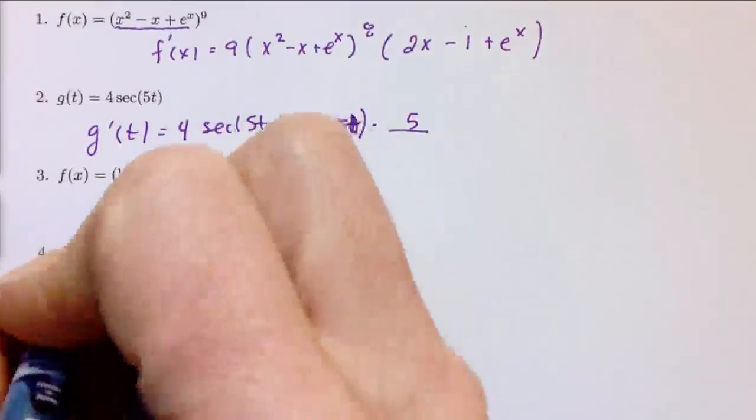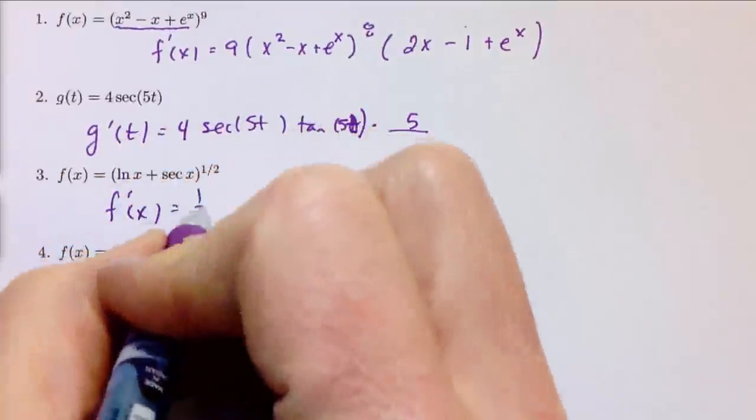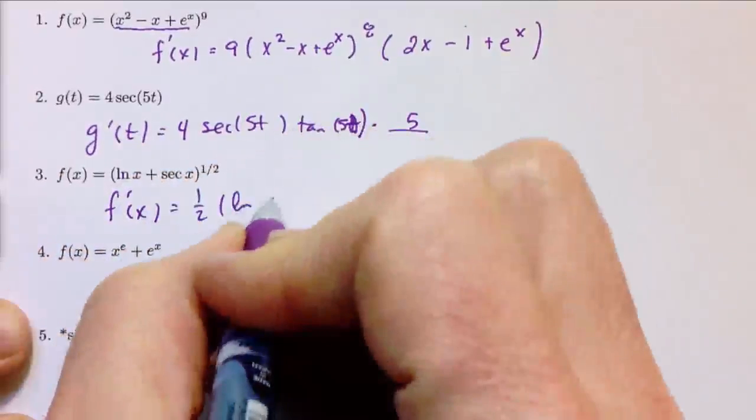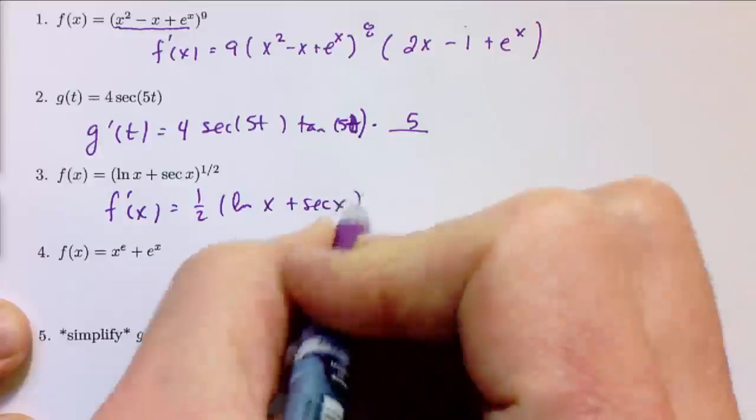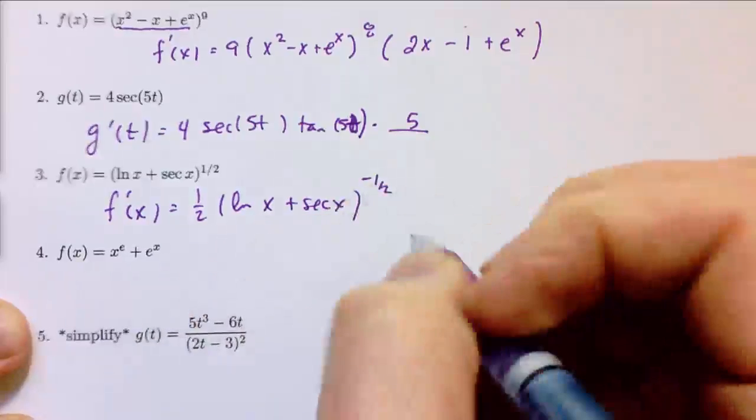Chain rule. Leave the inside alone. Multiply by the derivative of the inside.